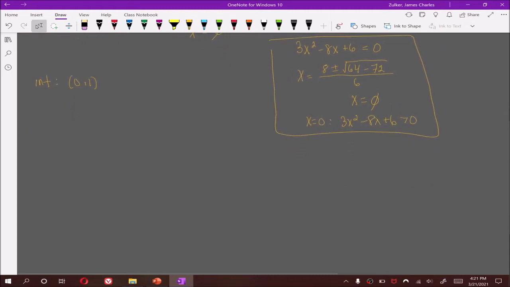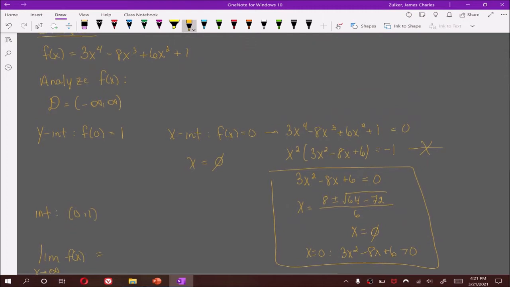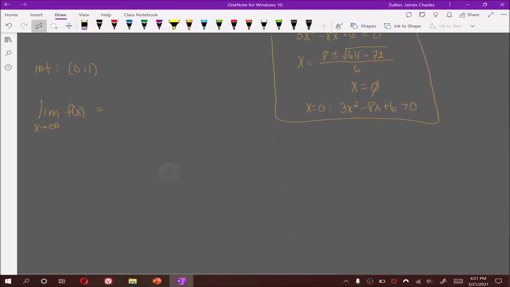Now we want to determine end behavior. End behavior is done by taking the limit as x approaches infinity and as x approaches negative infinity. Well, as x approaches infinity, our function will go to positive infinity. As x goes to minus infinity, our function again will go to positive infinity. Since it's a polynomial, there are no asymptotes.